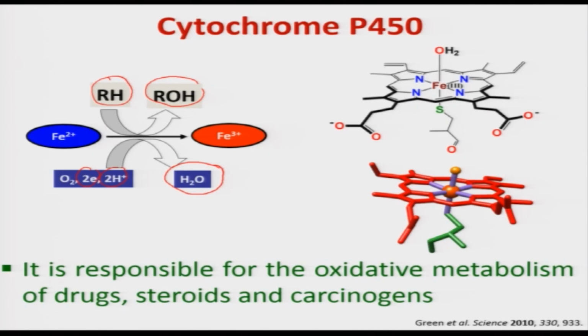You see the oxo group is getting inserted into the CH bond. So, the CH bond is converted to a COH bond. We will be looking at this kind of reaction in detail in subsequent lectures.